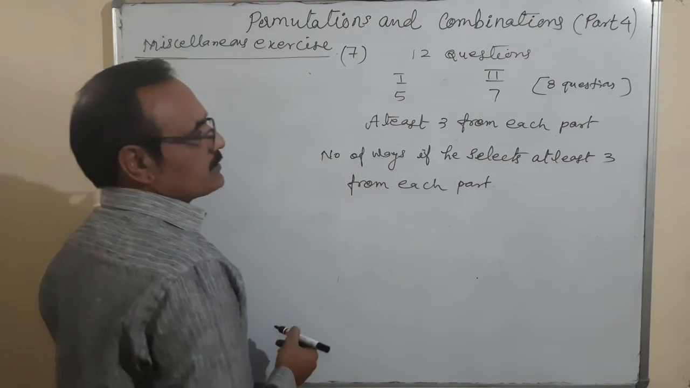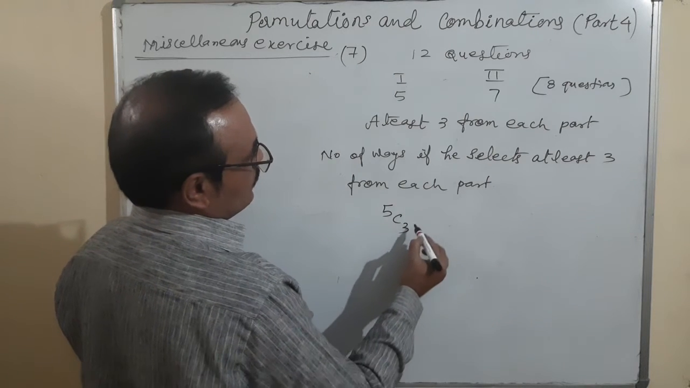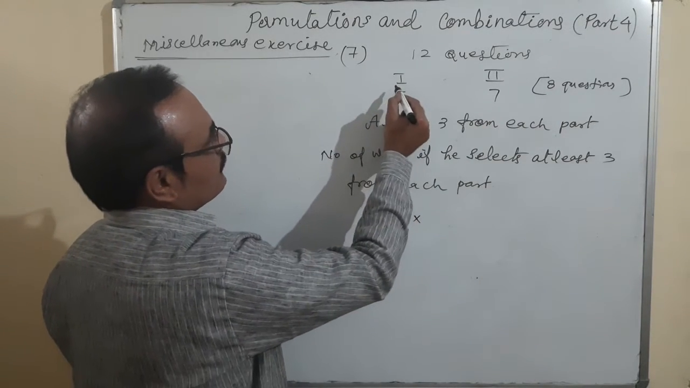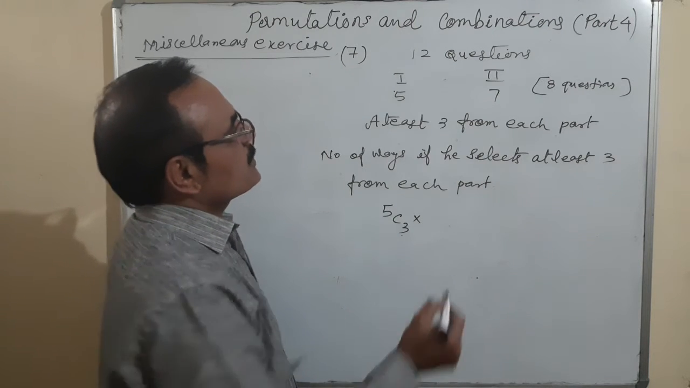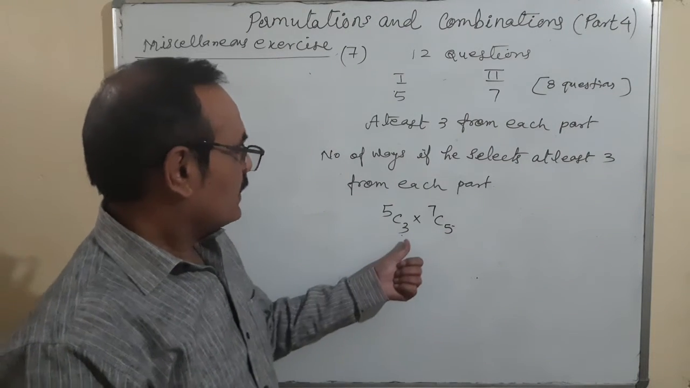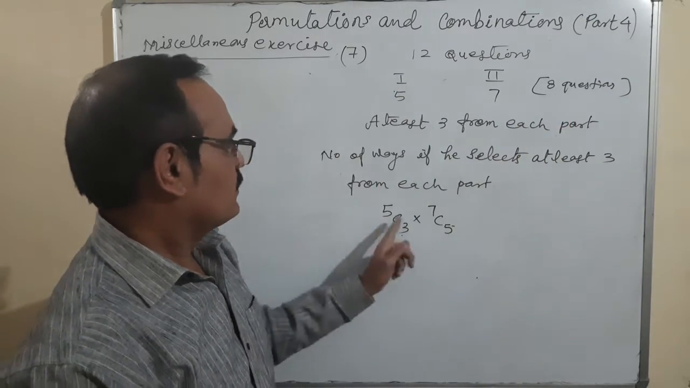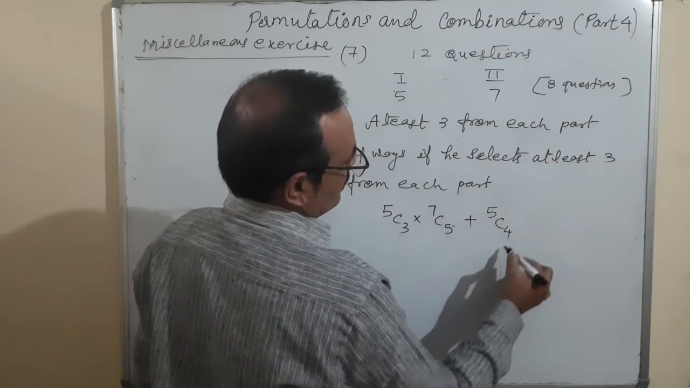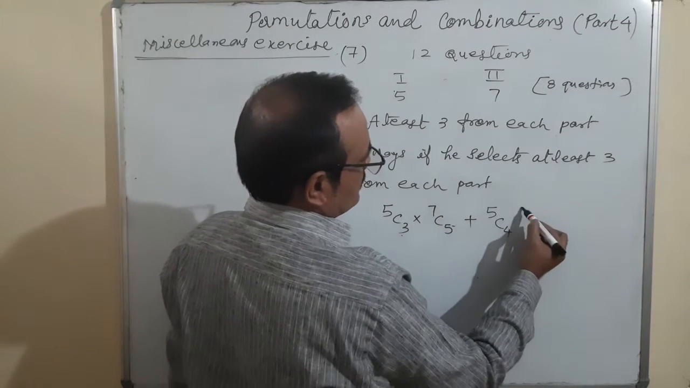So first, from the first part I select 3. So what does it mean? 5C3 multiplied by the remaining: out of 8 questions, 3 selected from the first part, now he has to select 5 questions from the second part. So 7C5. Condition fulfilled: at least 3 from first, at least 3 from second. 3 plus 5 total 8. Okay. Plus 5C4, selecting 4 from the first part, and 7C4.